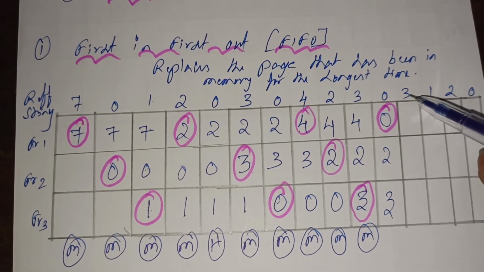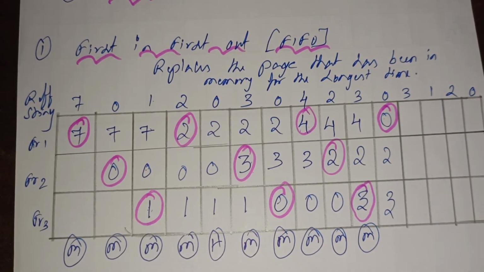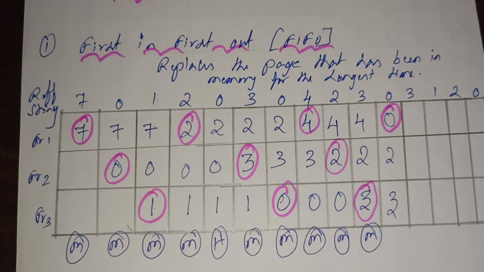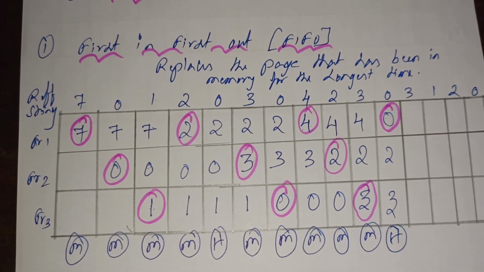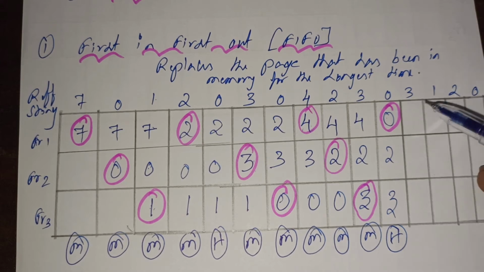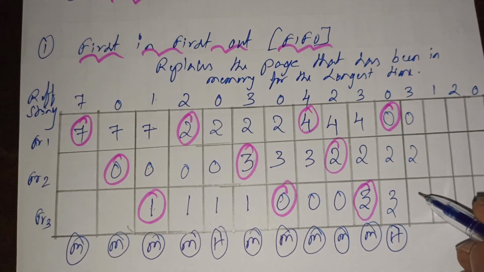Now 3 is requested. You can check it. 3 is already there inside. So that is a hit. So we are not going to replace anything now. That is what we used to call a hit, right? So next, get into this. 0 is there. We are not replacing anything.